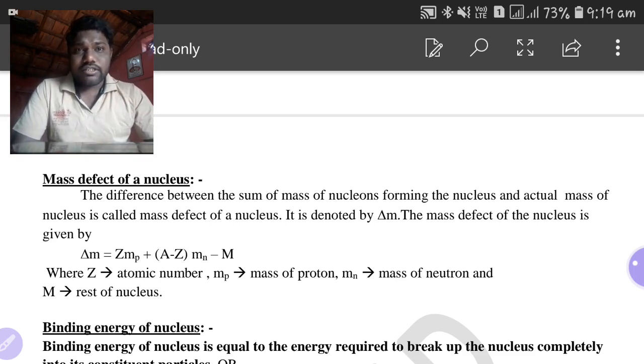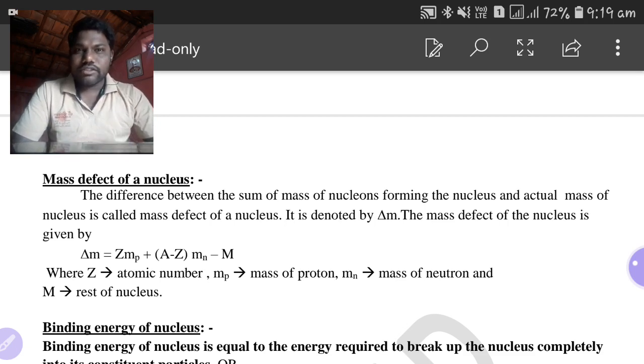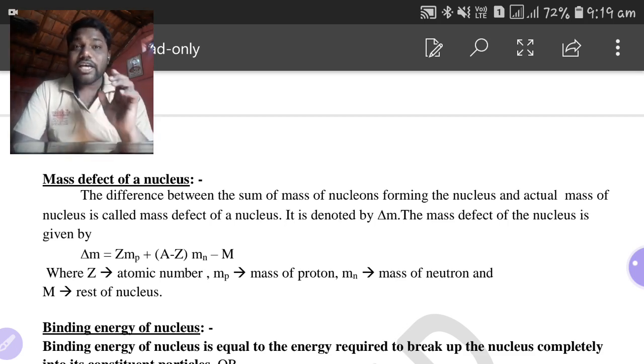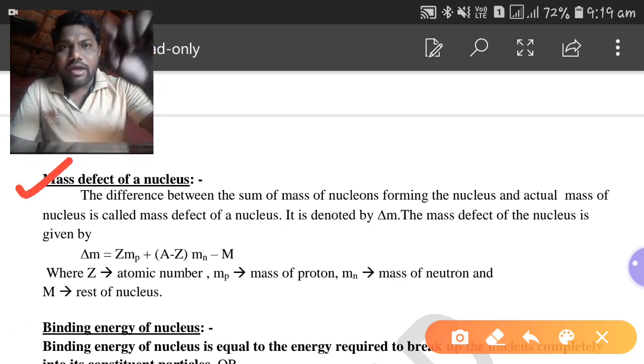Today in my sixth lecture, I am going to discuss one of the most important and interesting concepts as far as nuclear physics is concerned, that is nothing but the mass defect of a nucleus. This is very important for nuclear physics and also for the examination, so listen carefully. What is meant by mass defect?